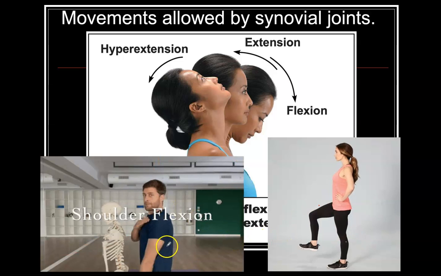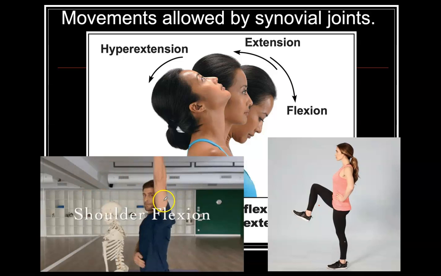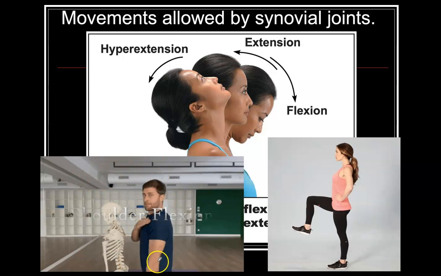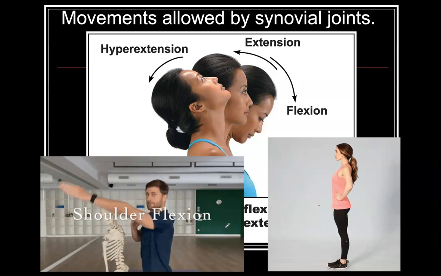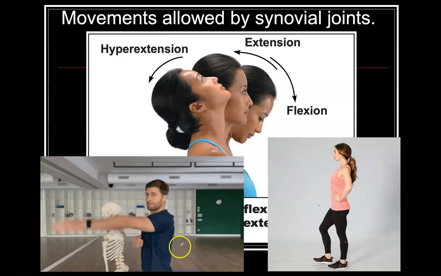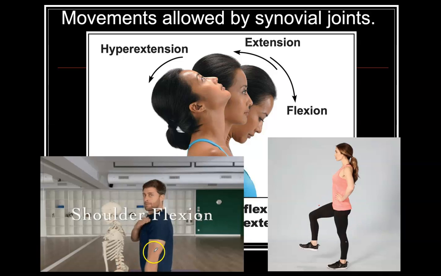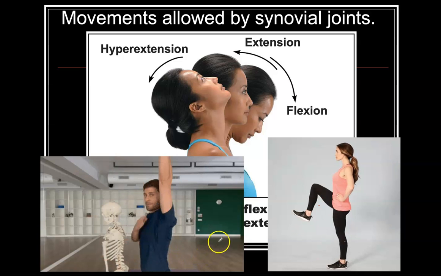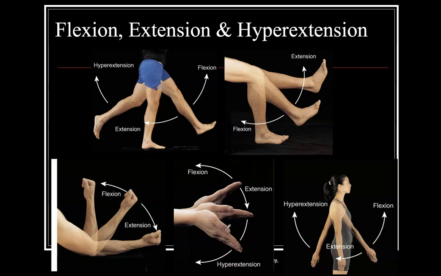And then here is going to show you shoulder flexion. Okay, so there's shoulder flexion, extension, and then if he were to move it back behind him, that would be hyperextension. So there's shoulder flexion, and then extension, bringing it back to anatomical position, and hyperextension would be bringing it behind him. So these are all things that you need to get familiar with, okay?